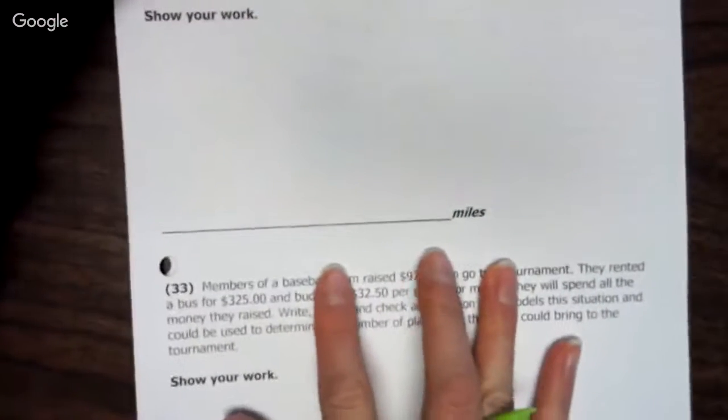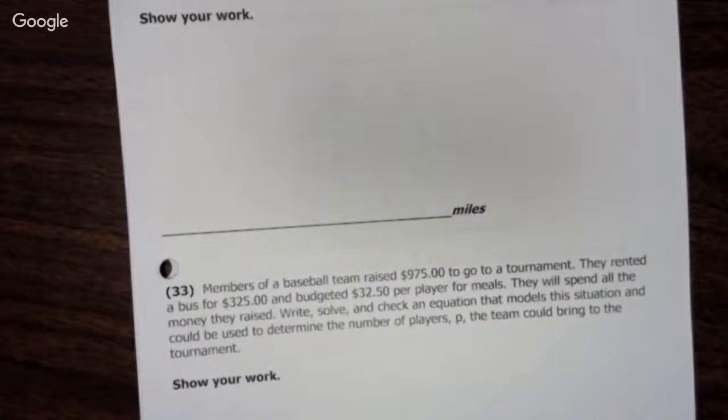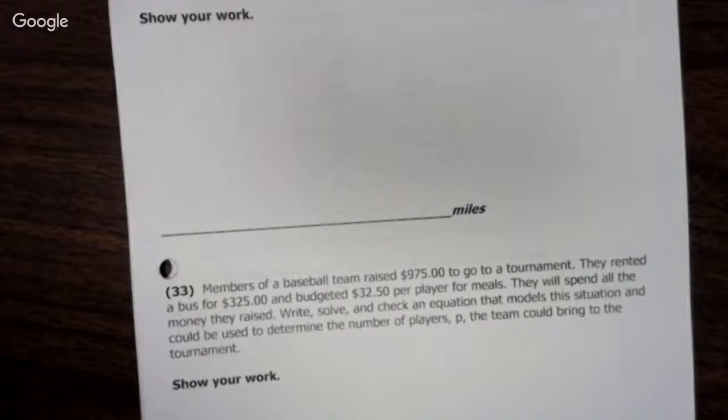All right, next one, number 32. Carmine paid an electrician x dollars per hour for an 8-hour job plus $160 for parts. The total charge was at least $480. Write, solve, and check the inequality that can be used to determine how much the electrician charged per hour. Make sure to define your variables.